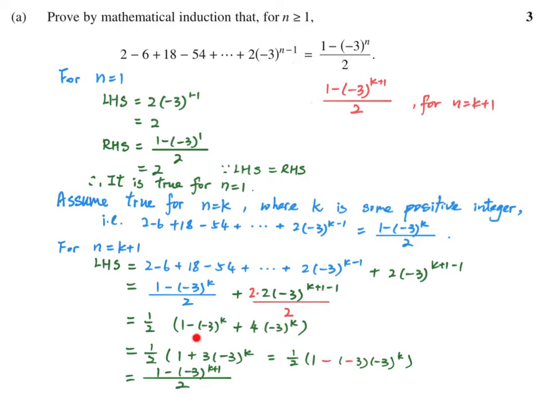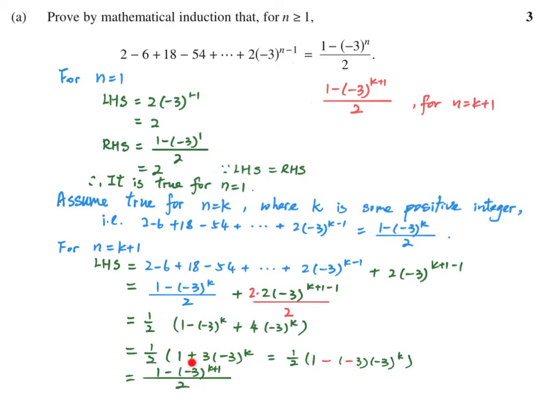And then now let's go back to our bracket. 1 minus this one plus 4 of this one, minus 1 plus 4. They sum up to be plus 3. So plus 3 times minus 3 to the power k. Now let's go back to our expected right-hand side answer. It should be 1 minus 3 to the power k plus 1. So instead of plus here, you should have minus.